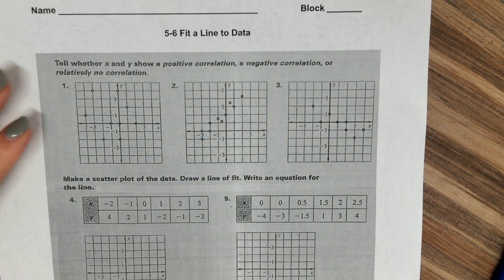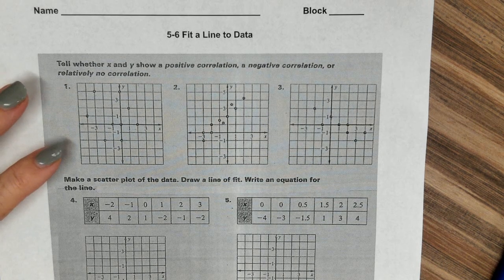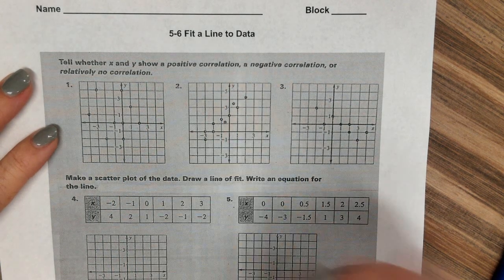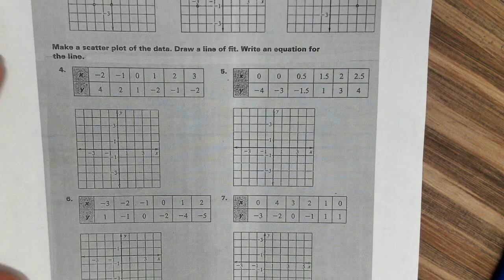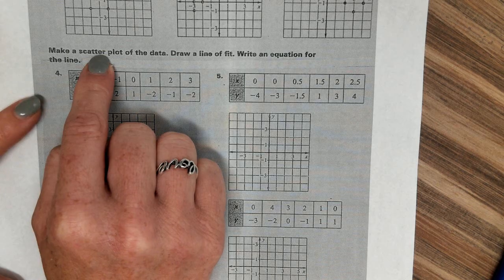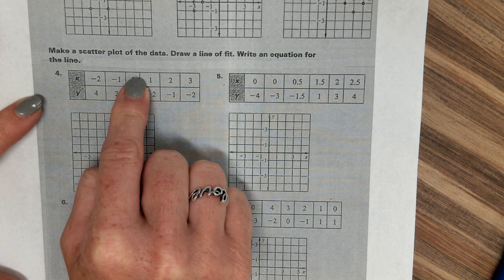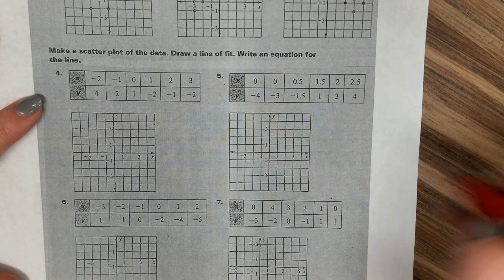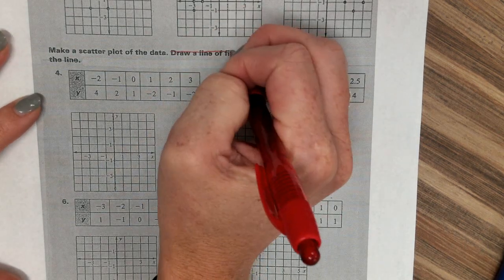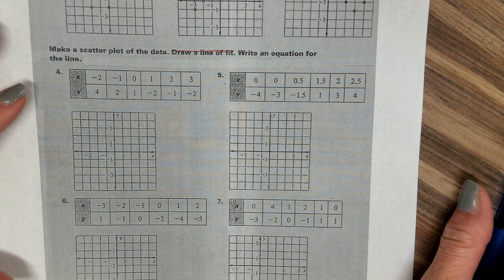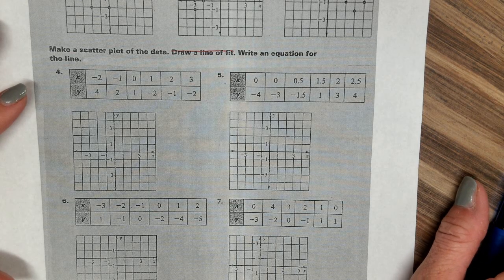All right, on 1 through 3, all it wants you to do is tell whether there is a positive correlation, negative, or none. Okay? On 4 through 5, it wants you to make a scatter plot. So you're going to go graph the points. Then it wants you to draw a line of fit. Take that off. I don't really care if you do that. Then it wants you to write an equation for the line. And then I want you to identify the correlation coefficient.